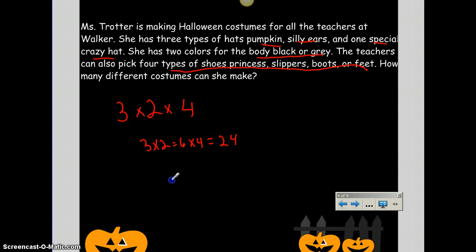Instead of writing it out and making all those different choices and getting confused like I did in the other problem, you can write down the numbers of the categories and you can multiply it, and that's the easy way to find combinations.